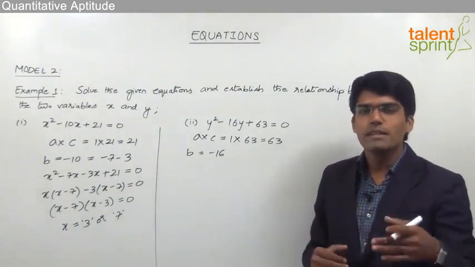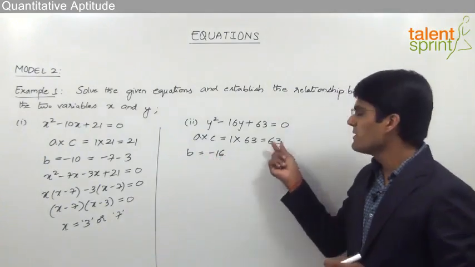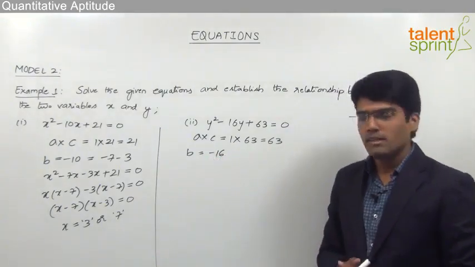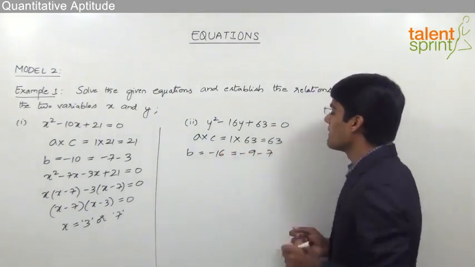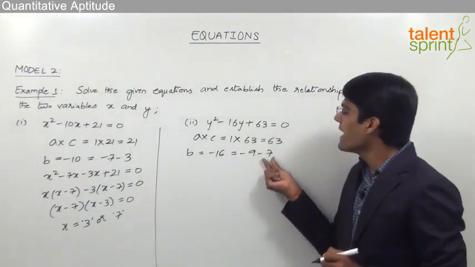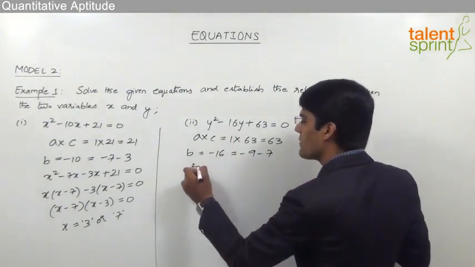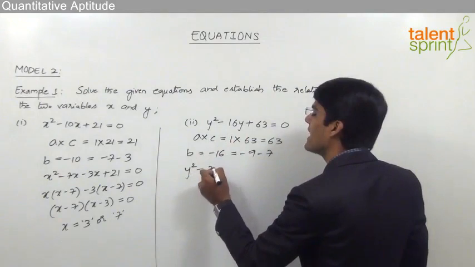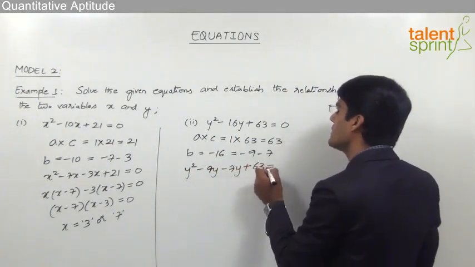So likewise we need to check with various cases and understand which particular case will give the product as 63. Now that particular case here would be minus 9 minus 7. Why? Because minus 9 into minus 7 is plus 63. So now the equation can be taken as y squared minus 9y minus 7y plus 63 is equal to 0.